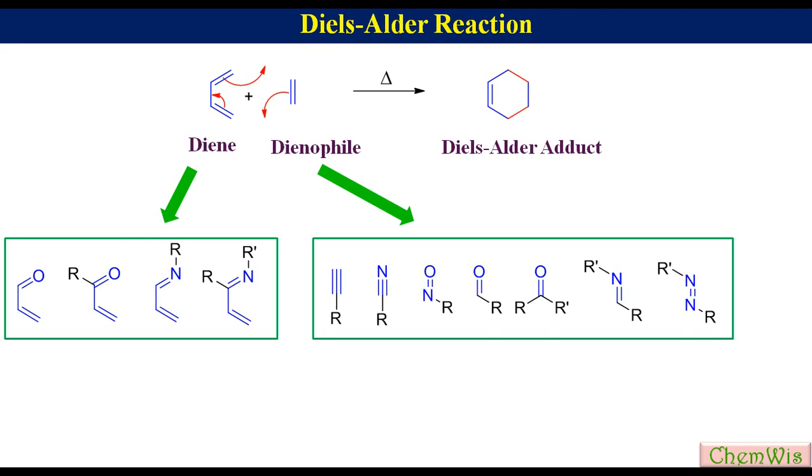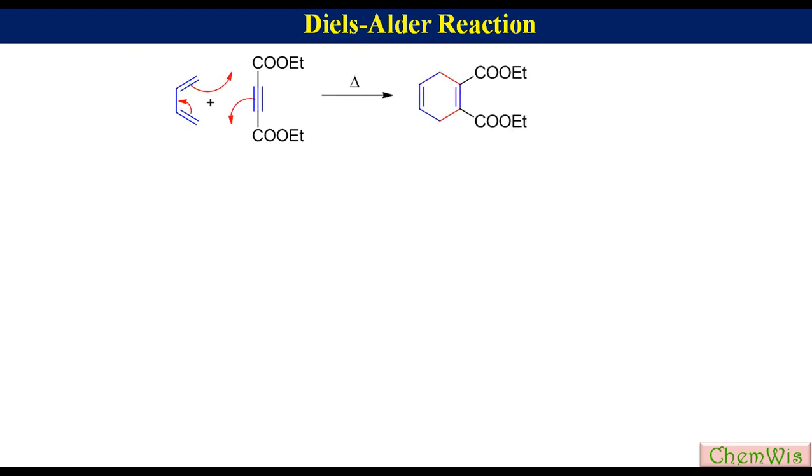If the Diels-Alder reaction leads to the formation of a heterocyclic adduct, then it is called Hetero-Diels-Alder reaction. Reaction of butadiene with alkyne gives cyclohexadiene derivative.